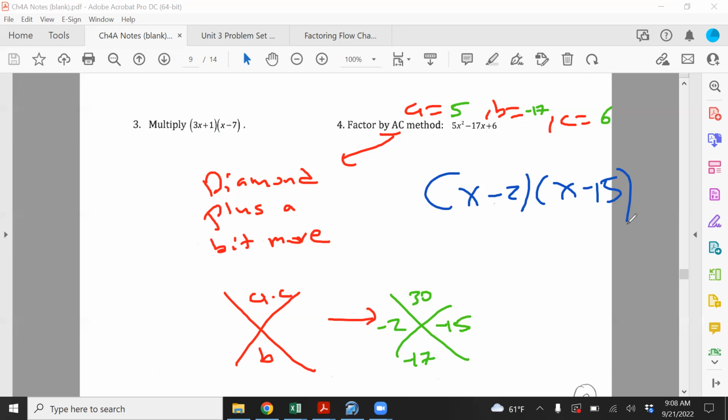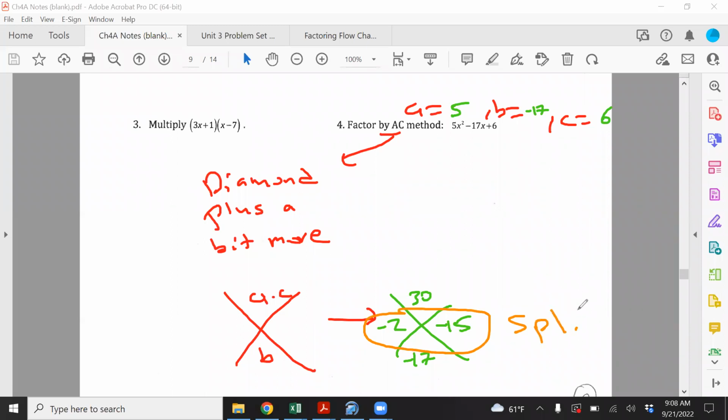Here's what you could do. I'm going to teach it a couple ways. You choose what you like. So once you do this, all this part right here is doing is splitting negative 17x. That's all it did. Negative 17 is negative 2 minus 15, right? We know that. So what you could do, and I'll do a couple ways.